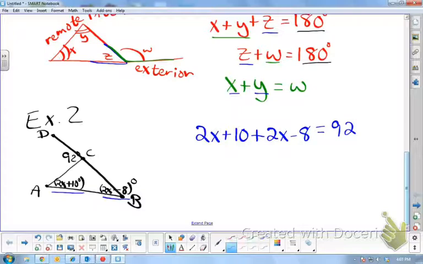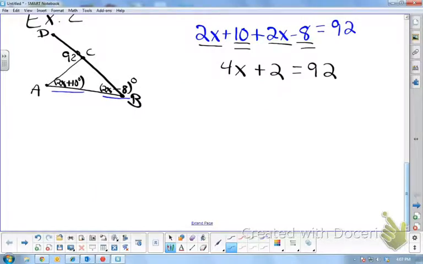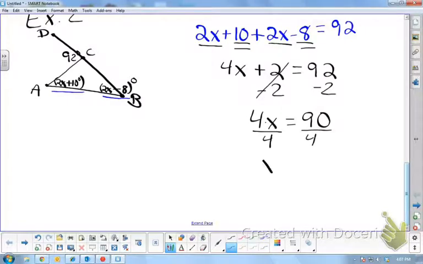Once we have an equation that's simple enough for us to solve, I'm going to combine my like terms again. 2x plus 2x is 4x. 10 minus 8 is positive 2. That was our second set of like terms. Equals 92. And now we have to do our opposite operations. Opposite of adding 2 is subtracting 2. So we'd end up with 4x equal to 90. Opposite of multiplying by 4 is dividing by 4. So x would equal, 90 divided by 4 is 22.5.